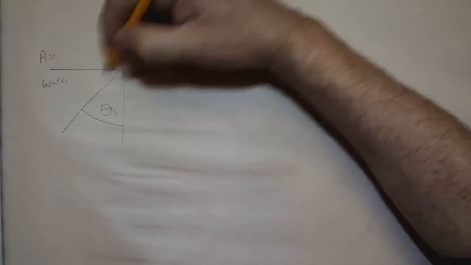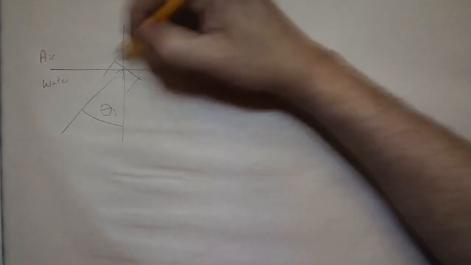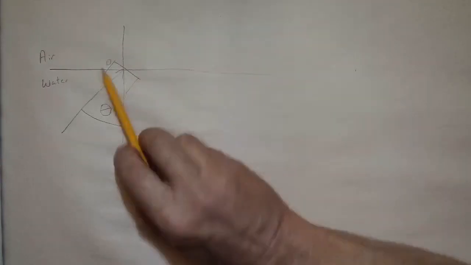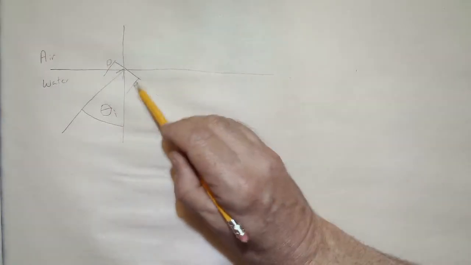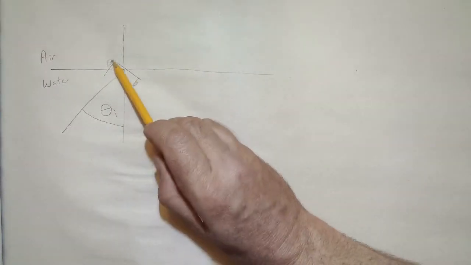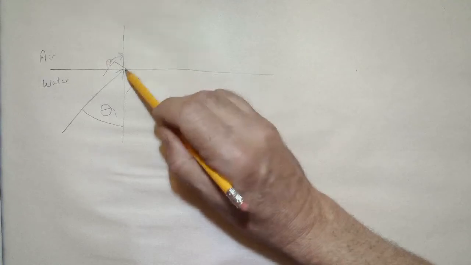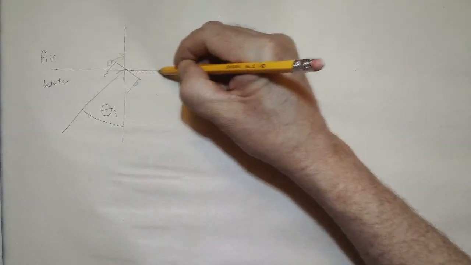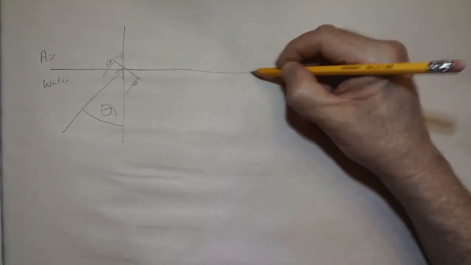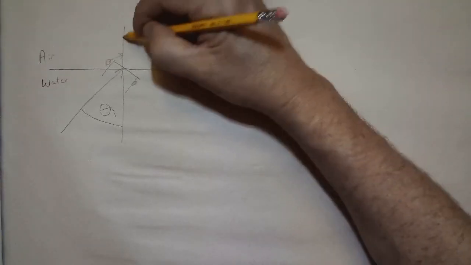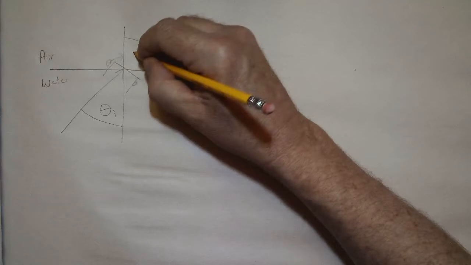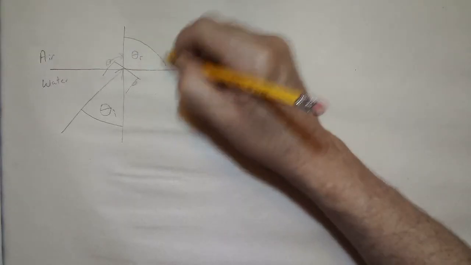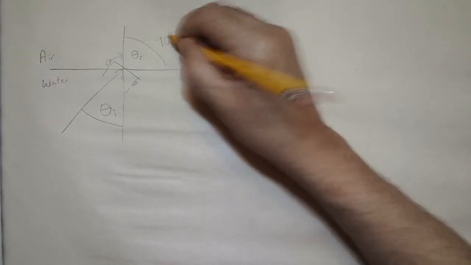Let's look at the Jeep story here. We can see that with the Jeep here, this tire goes faster. This is the optical pavement. This is the optical mud. So this tire goes faster, and it's going to rotate the Jeep this way. And I want to know what angle of incidence will rotate the Jeep so it goes exactly along the interface between the air and the water. In other words, having an angle of refraction of 90 degrees.